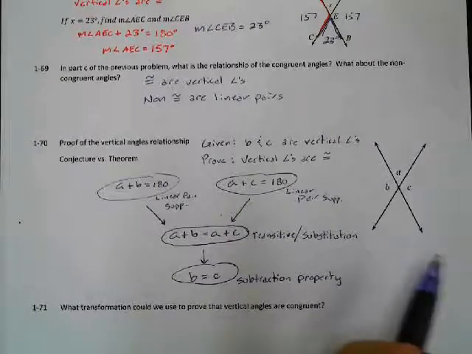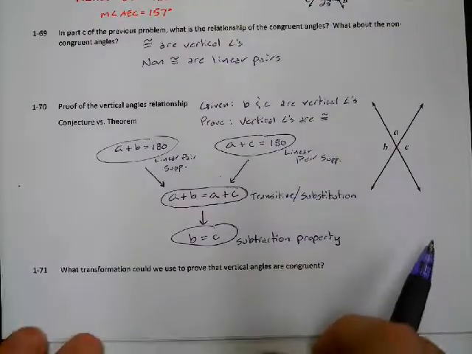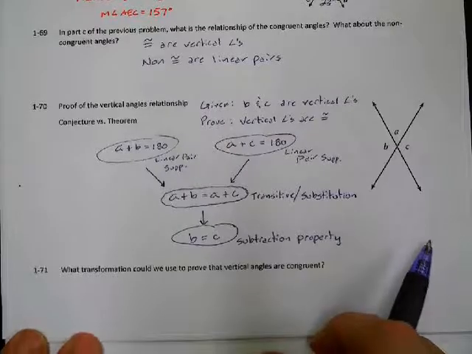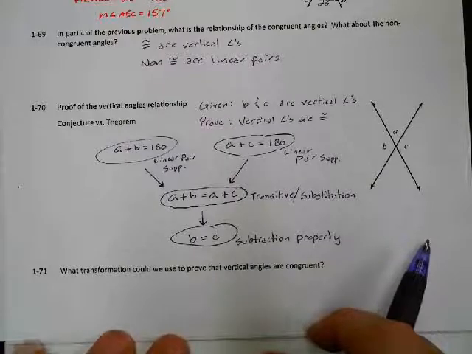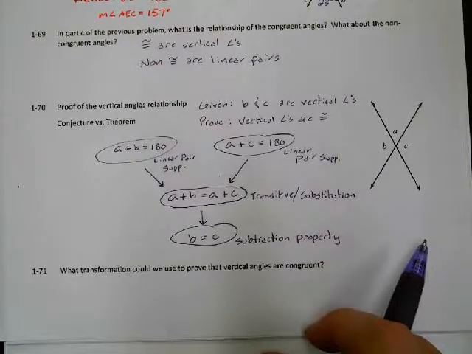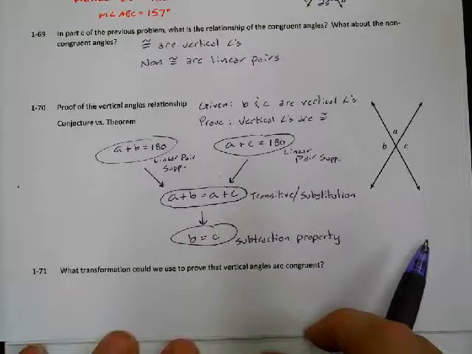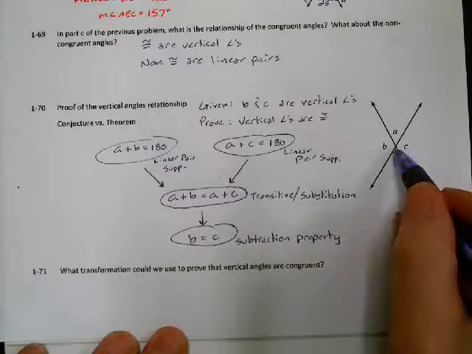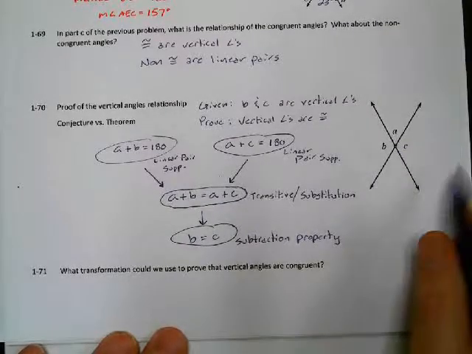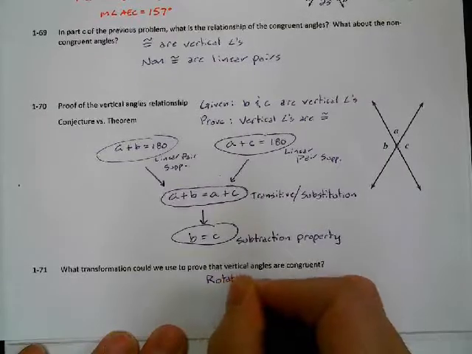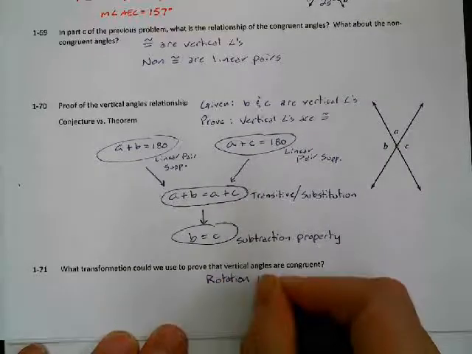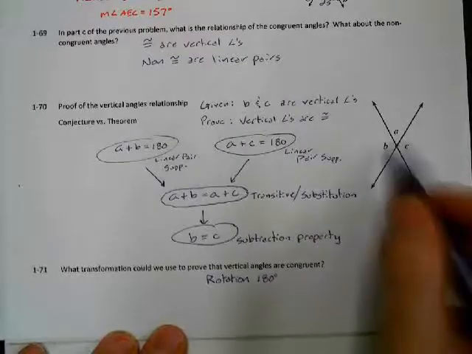What transformation could we use to prove that these vertical angles are congruent? So if we decide to do transformations instead, we might rotate 180 degrees. So like if you rotate around the center, you could prove that. A rotation of 180 degrees. So if we rotated this, we would see that C is directly on top of B.